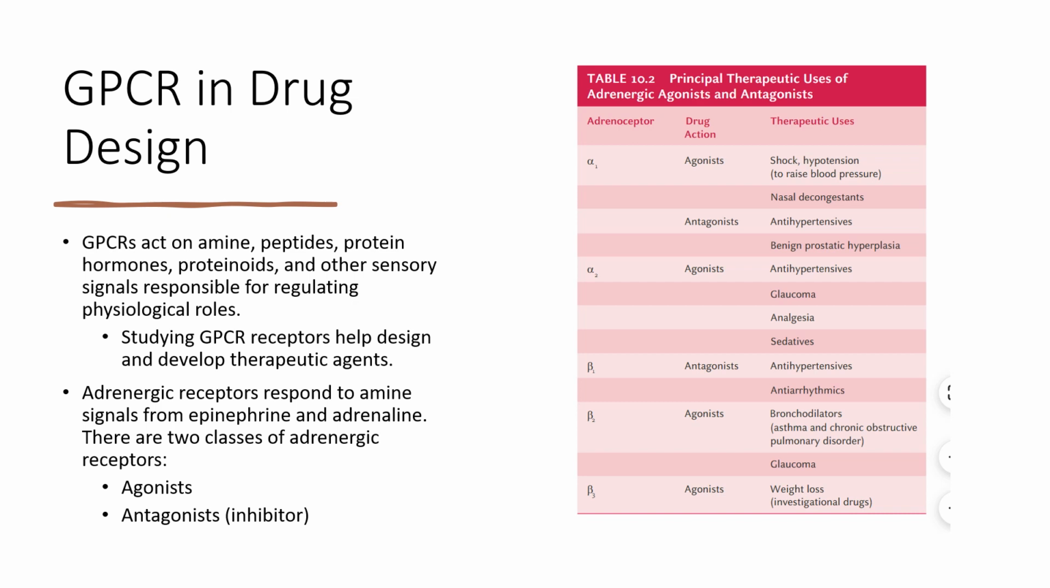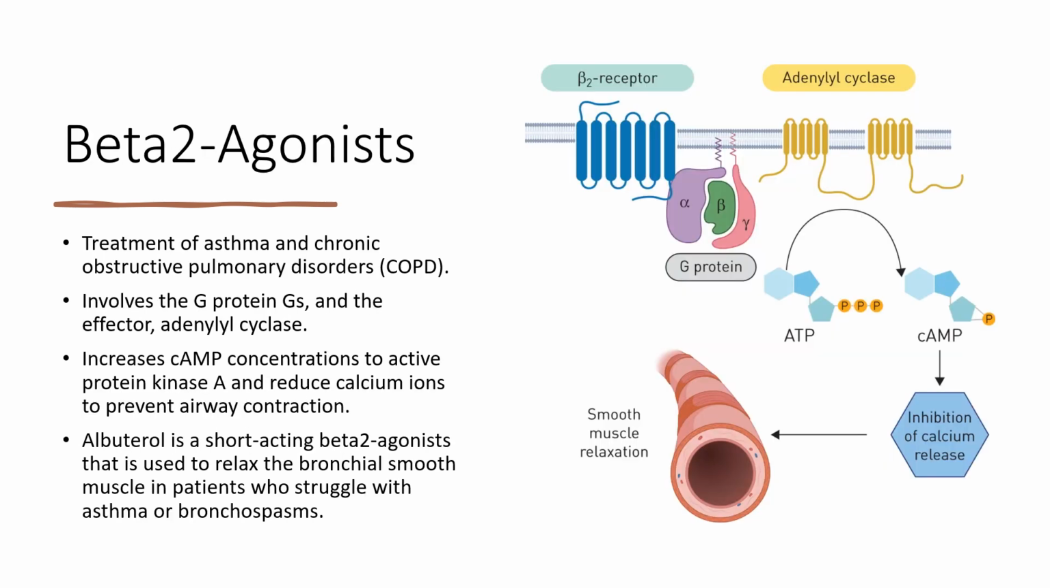So there are two types of adrenergic receptors which respond to the amine signals from epinephrine and adrenaline. And this is the most common receptor. So there's agonist and antagonist, and they both have an alpha and beta subunit. A given example is a beta-2 agonist, which is used for the treatment of asthma or chronic obstructive pulmonary disorder, also known as COPD. It involves G protein Gs and the effector adenylyl cyclase.